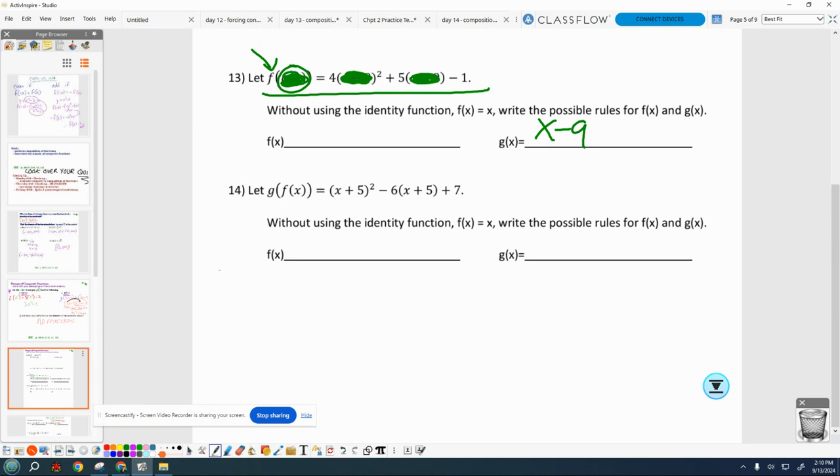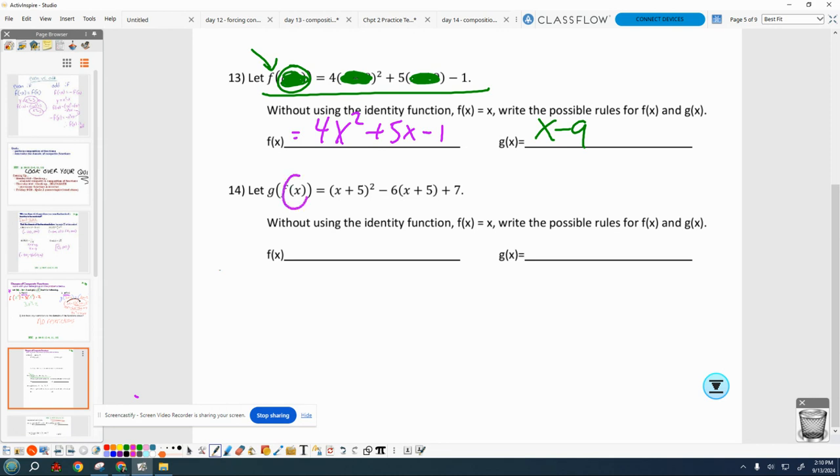So f of green blob, so Raul, what would the f function be? It would be f of x, 4x squared plus 5x minus 1. So f of green blob is 4 times green blob squared, plus 5 green blob, minus 1. Do you see it? Is that okay? Sure.